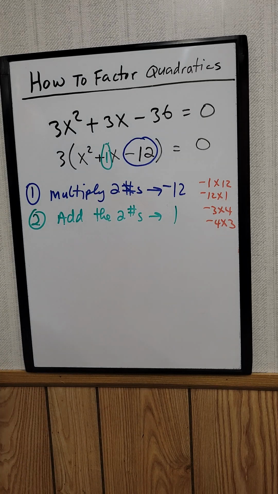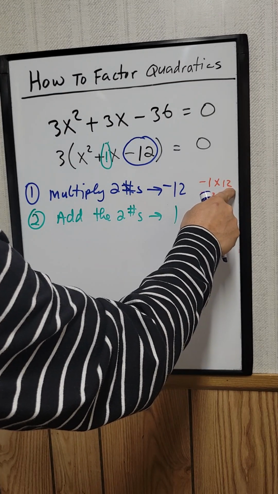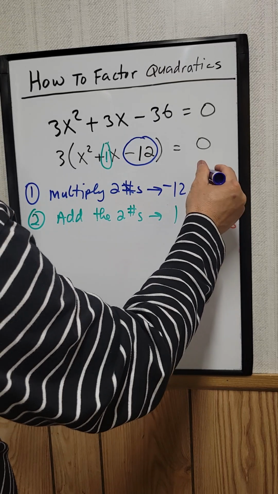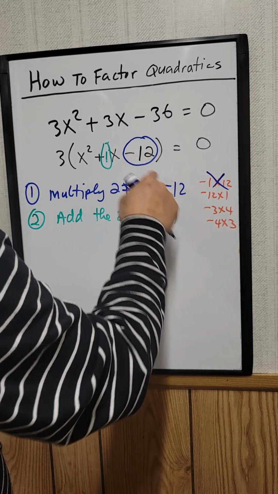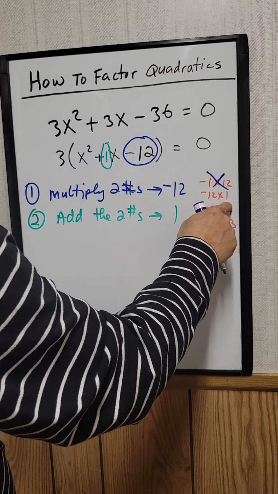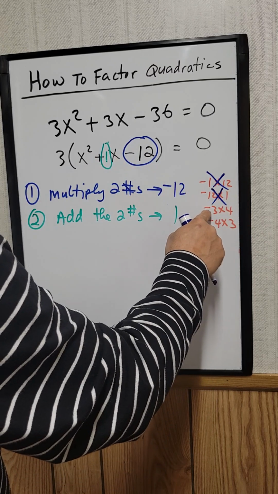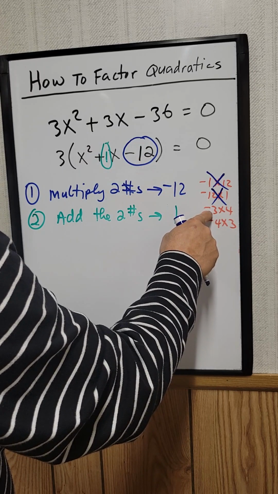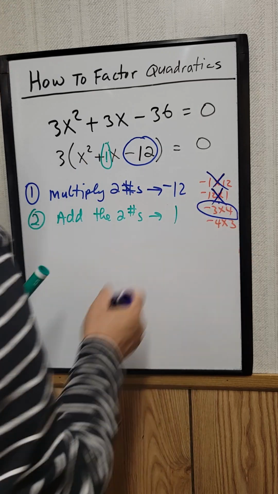Okay, so if we go through this one, negative 1 times 12, if you multiply, will give us negative 12, but if you add the two, that would give us 11, so that's a no. The second one, negative 12 times 1 will give us negative 12, but if you add negative 12 plus 1 it will give us negative 11. We need the 1, so that's a no. Negative 3 times 4 will give us negative 12. If you add negative 3 plus 4 it would give us a 1, so this is the one we want.